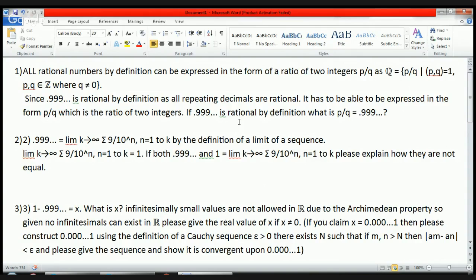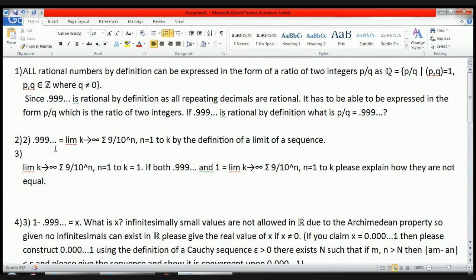And obviously it works for any 2 integers that are the same. If p equals q, then 9 over 9 is the same thing. 9 over 9 in reduced form will be 1 over 1, which is your reduced form here. And then you have 0.9 repeating. So again, if 0.99 repeating is a rational number, which by definition, all repeating numbers are, then you have to be able to answer this question if you think that 0.99 repeating is wrong.